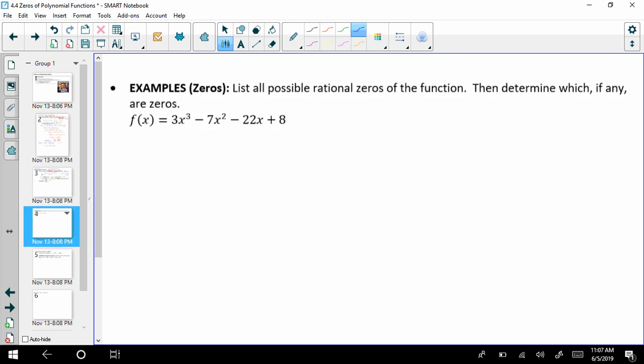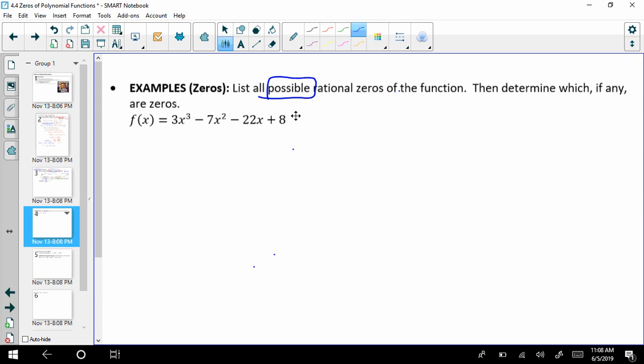List all the possible rational zeros. There's that word, possible. Then determine which, if any, are zeros. So, let's first make sure, is this written in standard form? Is it written in decreasing order of the exponents? Yes, it is. That's going to be important.